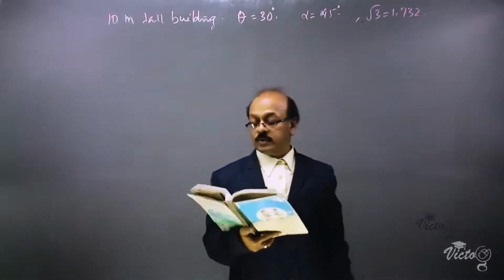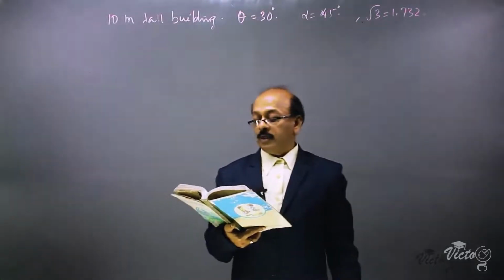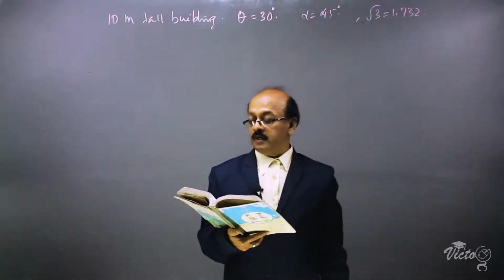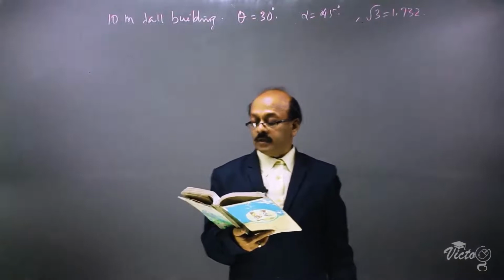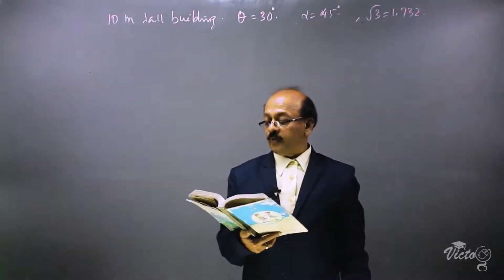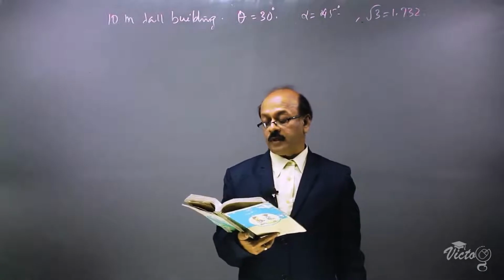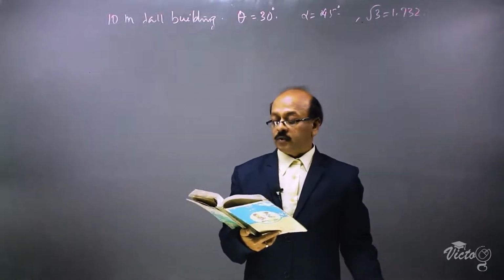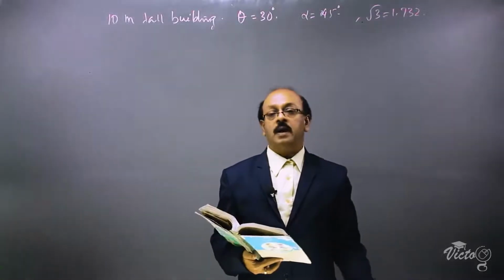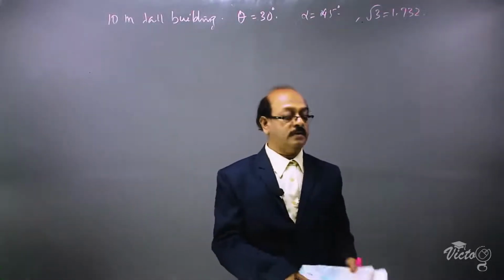I shall read the question once more. From a point P on the ground, the angle of elevation of the top of a 10-meter tall building is 30 degree. A flag is hoisted at the top of the building and the angle of elevation of the top of the flagstaff from P is 45 degree. Find the length of the flagstaff and the distance of the building from the point P. Here also we have to find out two quantities.